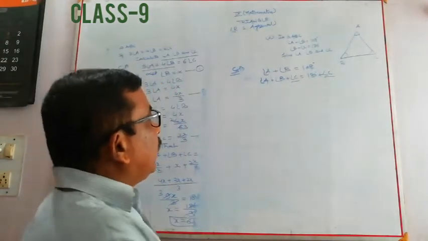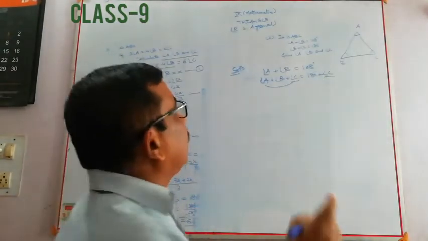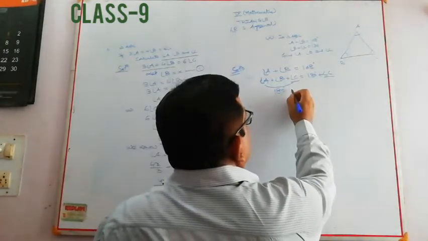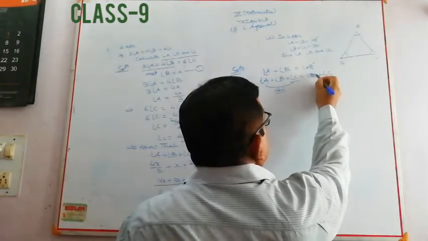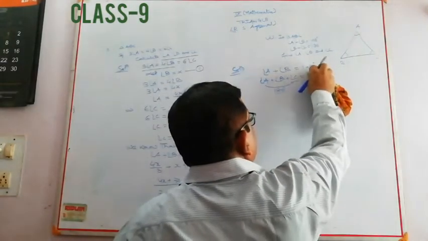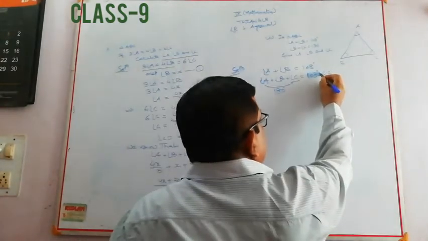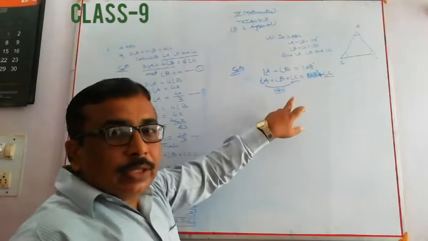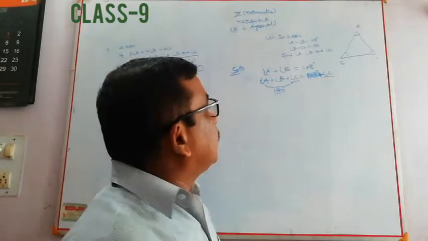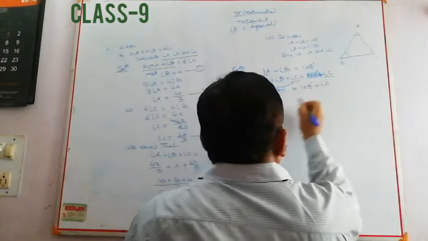Now we know that A plus B plus C is equal to what? So 180 degree, that is the property of triangle. So 180 degree is equal to what? Here I write 180 degree plus angle C. A plus B plus C is equal to what? 180 degree, that is the property of triangle, do you know? Here 180 degree plus angle C. It means 180 degree is equal to 180 degree plus angle C.